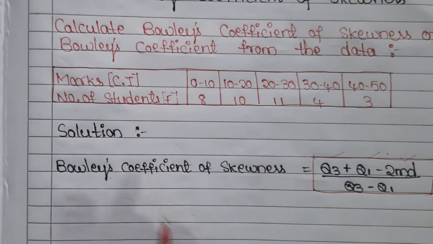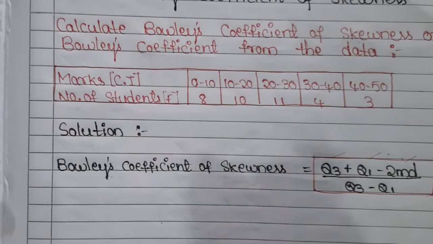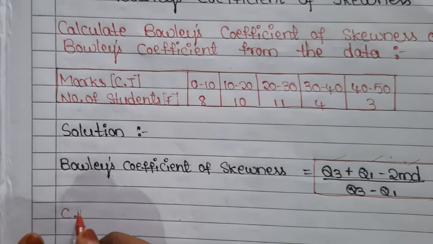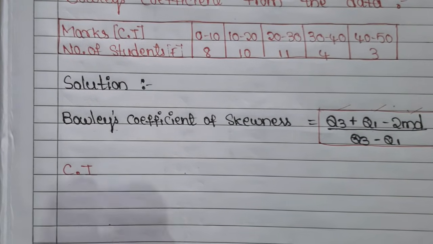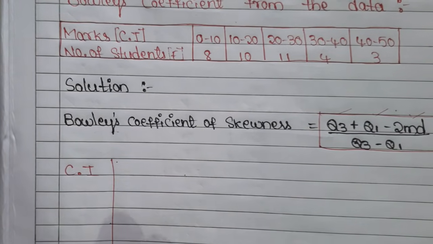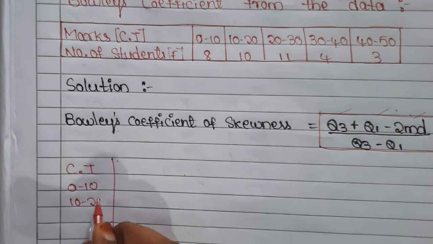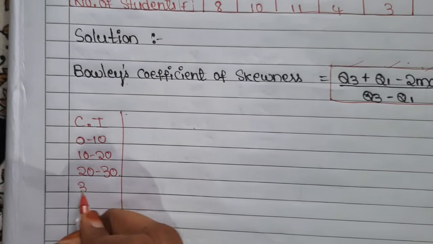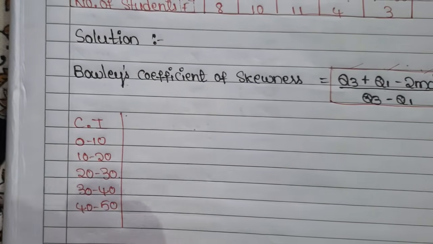See on the screen you have marks and number of students. Let us mention CI, class interval. You have to write it fully as class interval; I'm just writing the short form. The class intervals are 2 to 10, 10 to 20, 20 to 30, 30 to 40, and 40 to 50. So this is the class interval.